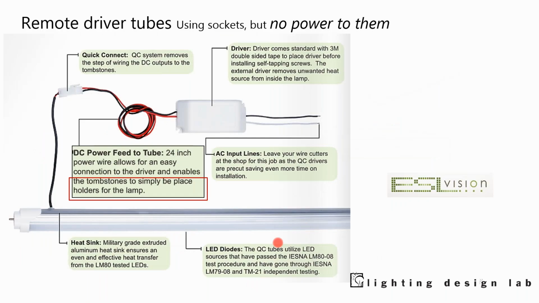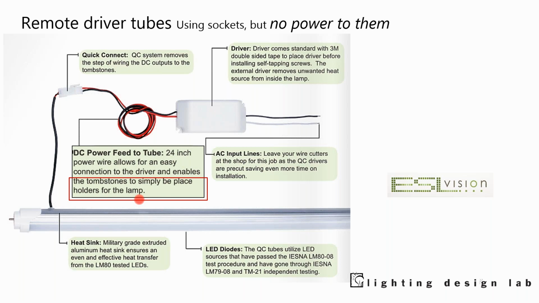Here's one that we see occasionally. So here's one where we have a remote driver and we have power coming into the tube separately, not from the sockets. So the tombstones or the sockets are simply there to mechanically hold the thing in place. So it's not getting energy from the sockets, but you might run into trouble with UL because they're going to say, well, it's touching the sockets, even though the sockets aren't energized. So it's a bit of a mess.